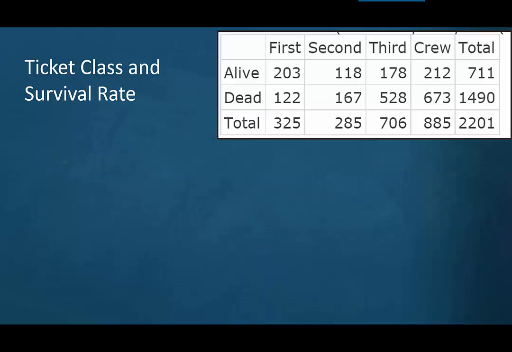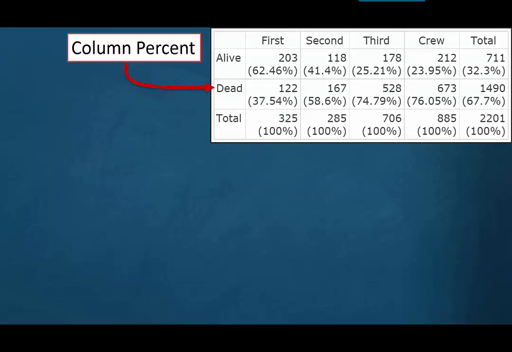So straight marginal distributions don't really reveal associations between categorical variables. So let's look at the column percentages. Recall that these are called conditional distributions. So there certainly appears to be an association between survival rate and class. Survival rates seem to differ between the classes, including the crew. So we have a 62.5% survival rate of first class passengers versus about 25% of third class passengers.